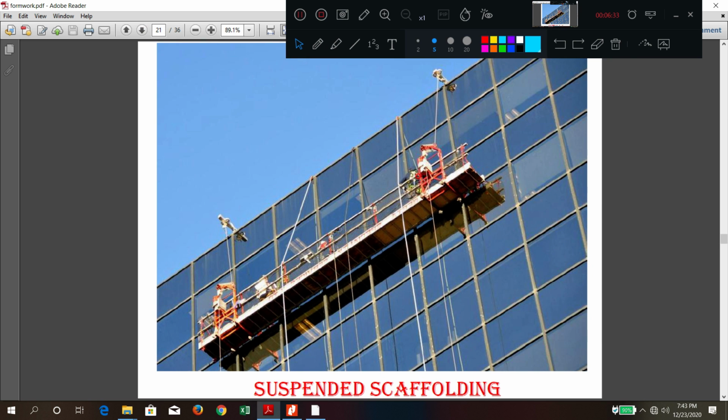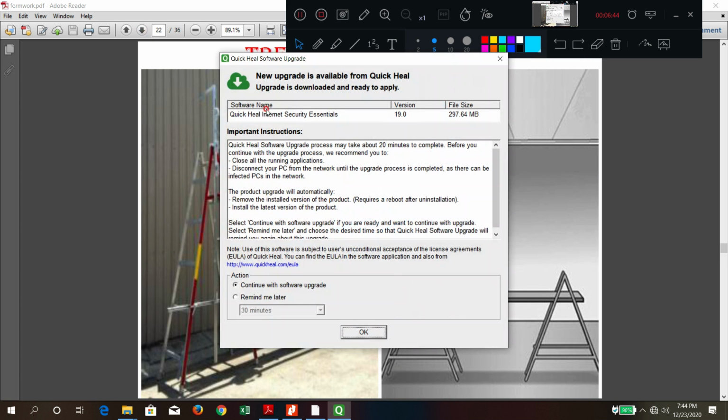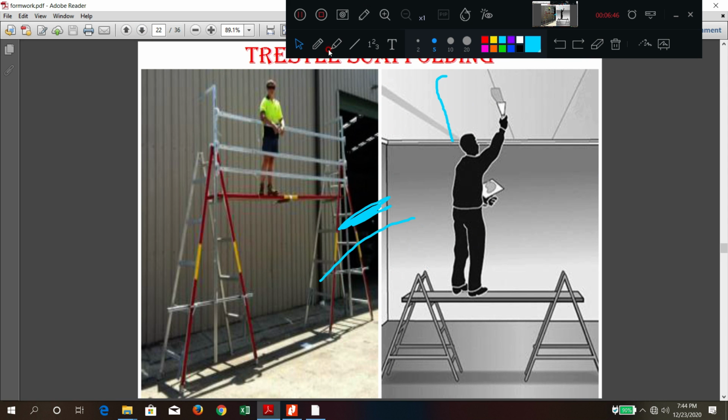This is another photo of suspended scaffolding. It is suspended from the top of the roof. The working platform and guardrails are provided here.